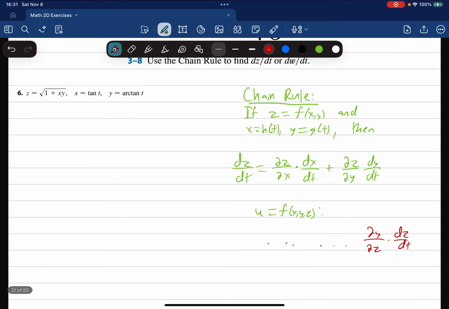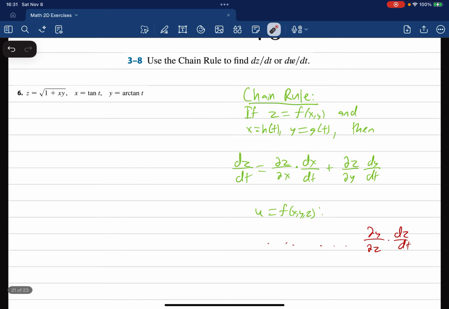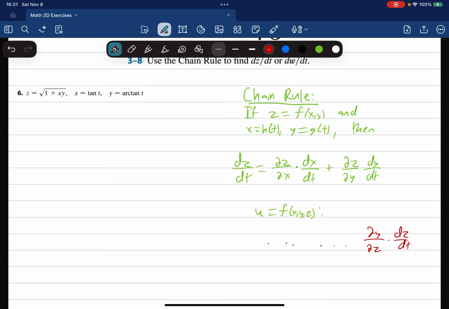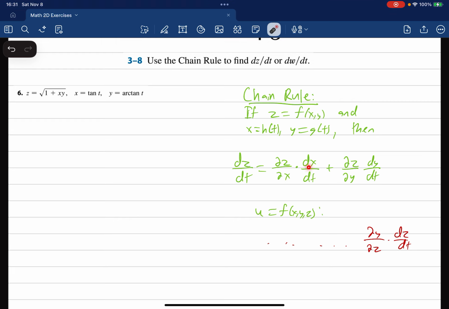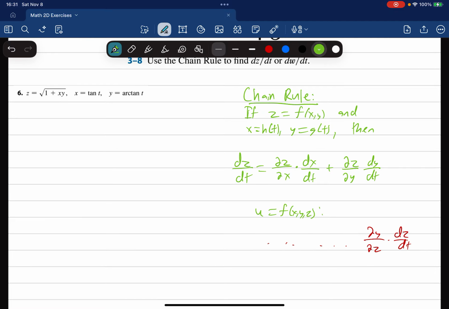I find a nice way to memorize this rule, or at least help memorize it, is that basically what we're doing is we're taking dz/dt and we are basically multiplying and dividing by, quote unquote, dx, and then doing the same with dy. So you might think of this as a mnemonic.